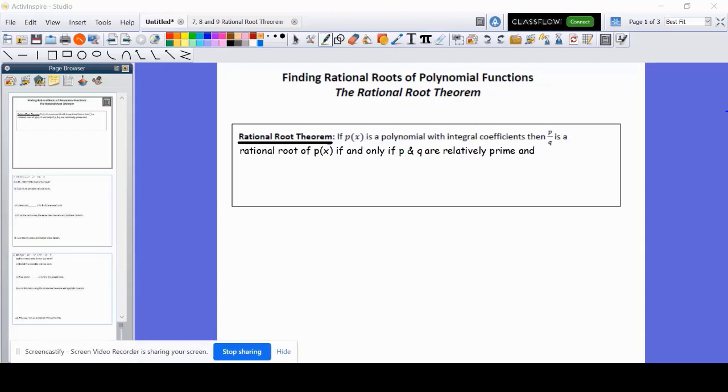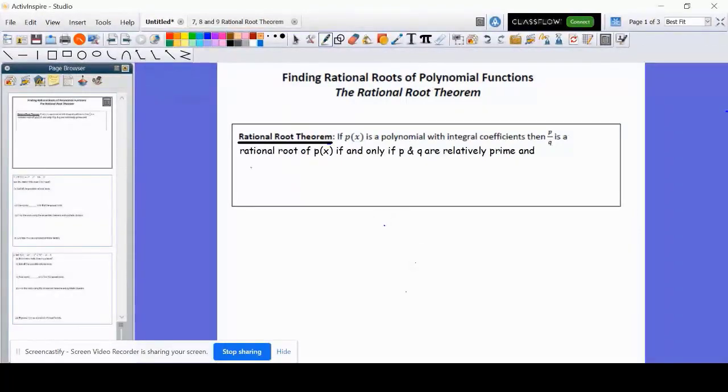Hi guys. Okay, so today we're going to look at finding rational roots of polynomial functions and the rational root theorem. So the first part is the rational root theorem. This says that if p of x is a polynomial with integral coefficients, that means no fractions, no decimals as coefficients, then p over q is a rational root of p of x if and only if P and Q are relatively prime. Relatively prime means that the only number that goes into P and Q is 1, okay?